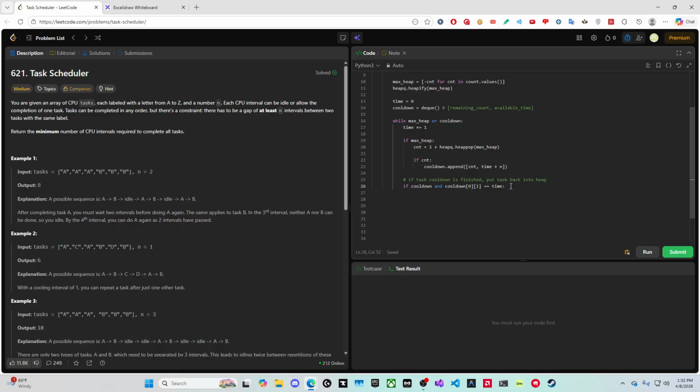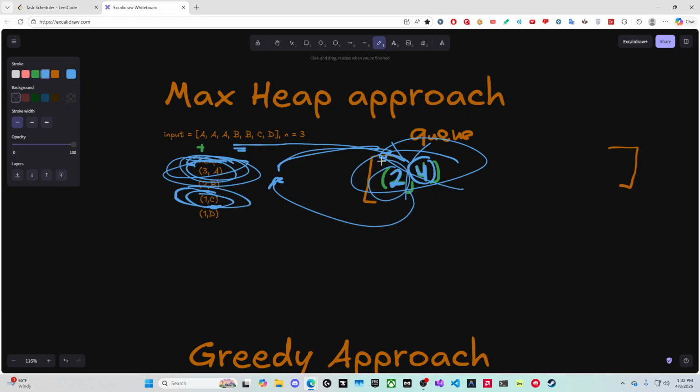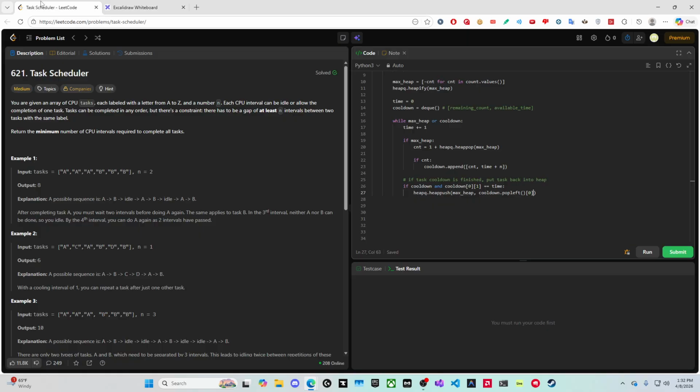At this particular point, we're going to say heapq.heappush max heap, and then we're going to say cooldown.popleft, and we pop the 0th value. The 0th value is just this, because we only have 2 remaining now instead of 3. So we're taking this 2 and putting it into the heap. That's all we're doing, and then this is just our algorithm. After we're done, we're just going to return whatever the time is.